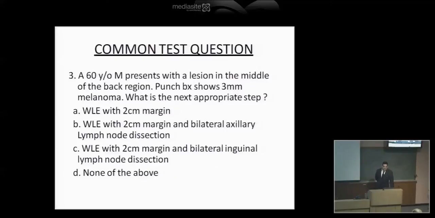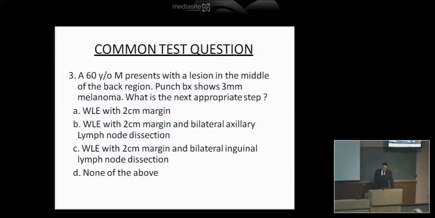The third one, this is sort of an interesting question. A 60-year-old man presents with a lesion in the middle of the back. You do a punch biopsy because it's a large lesion and it shows a 3 millimeter deep melanoma. What would be the next most appropriate step? None of the above.